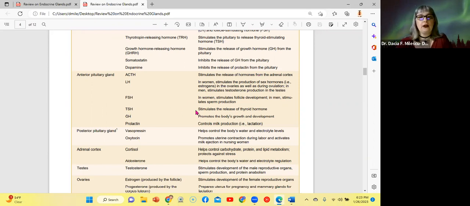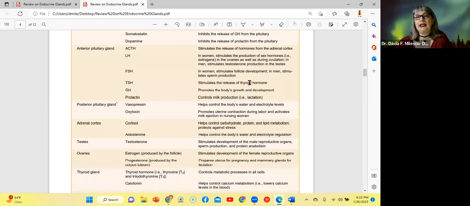TSH is obviously going to stimulate thyroxine release from the thyroid gland. Growth hormone is going to promote body growth and development. Prolactin is the one that's only going to be happening in lactating women. Remember, oxytocin is the initial activation of milk ejection, but then to maintain nursing or lactation, that's the prolactin hormone that comes from the anterior pituitary gland.